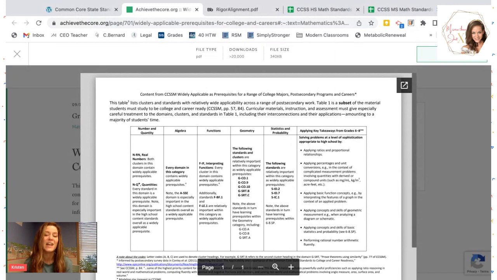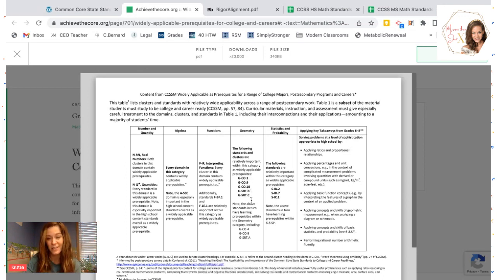This is really exciting for you secondary teachers here because it's going to tell you which strands are going to be the most important and the most useful in a variety of pathways after high school success. You can see in geometry, for example, they are listing the very specific standards that you are going to need to know afterwards. Same thing with stats and probability.